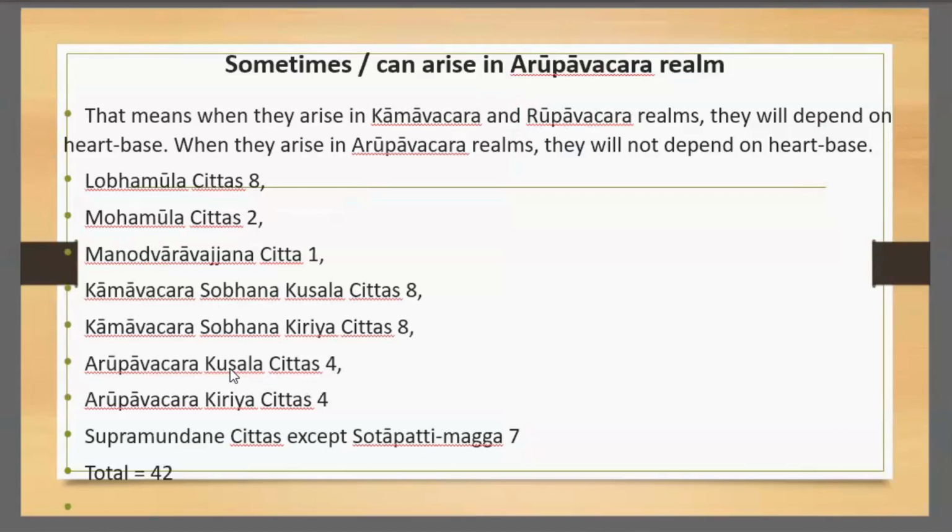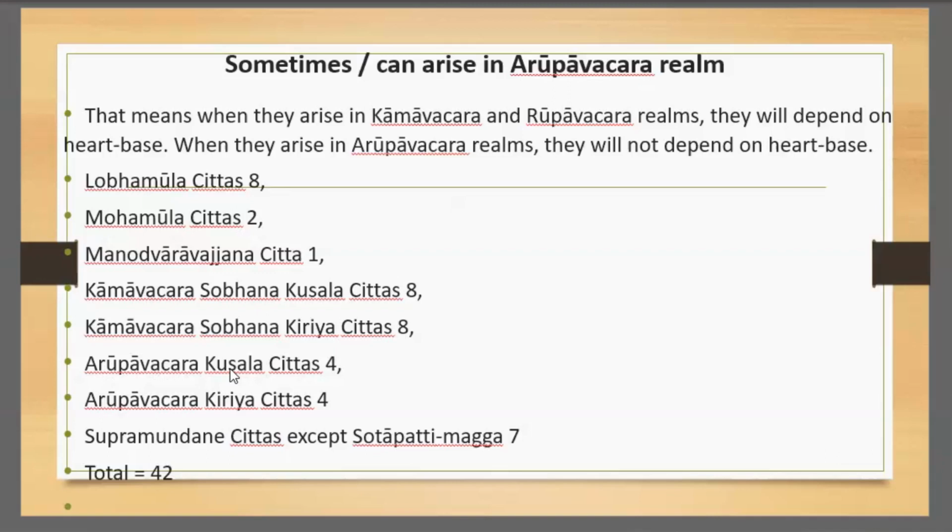Then there are Chittas that sometimes arise in the Arupavachara realm. That means when they arise in the Kamavachara and Rupavachara realms, they depend on the heart base. When they arise in the Arupavachara realms, they will not depend on the heart base. That's the reason. So how many Chittas sometimes are based on the heart base, and sometimes not based on the heart base?